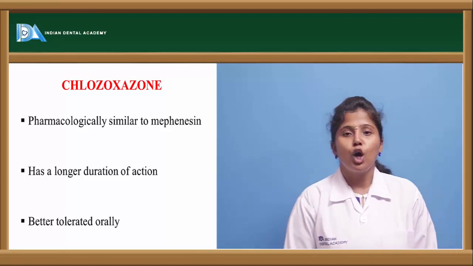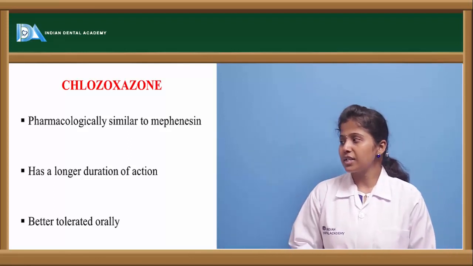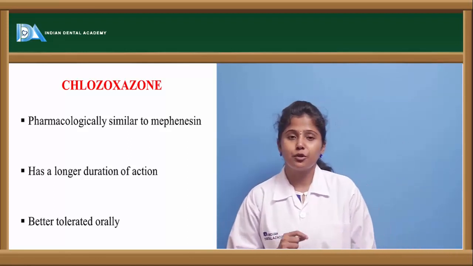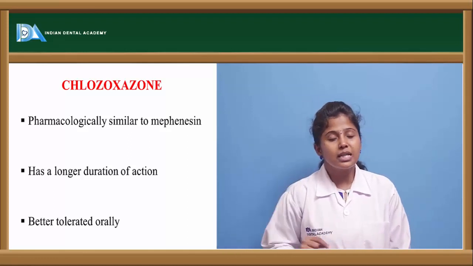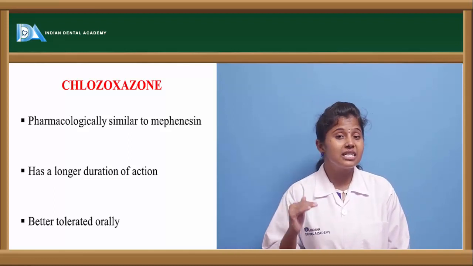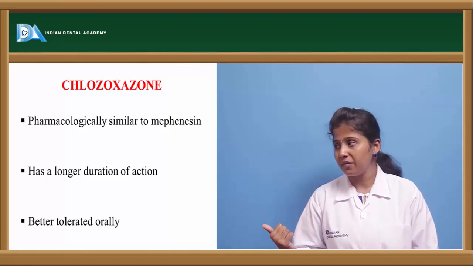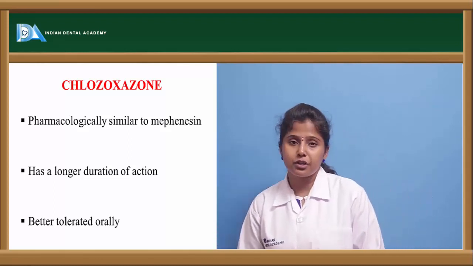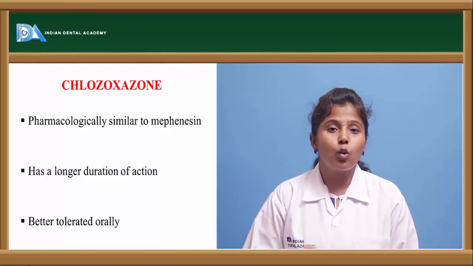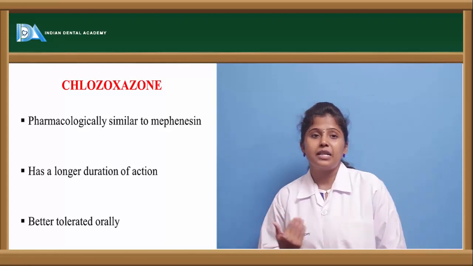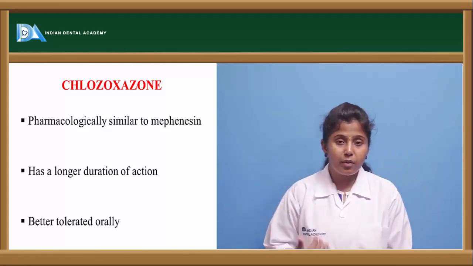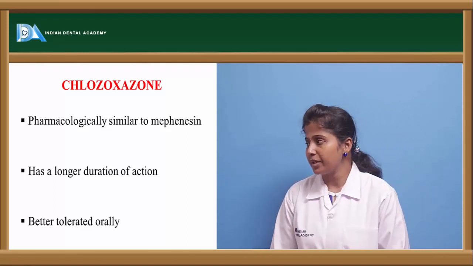The other drug is chlorzoxazone. Chlorzoxazone is pharmacologically similar to mephenesin. As these are all analogues of mephenesin, they exert similar pharmacological actions, and it has a longer duration of action, and if we take it orally, it is better tolerated. It is more preferable orally when compared to other routes of administration.